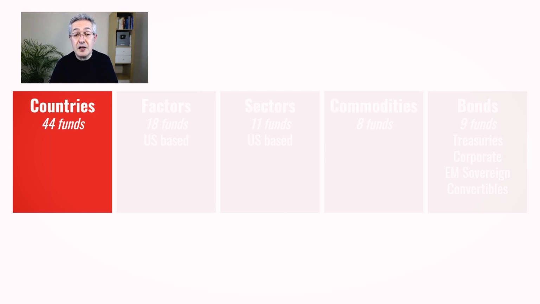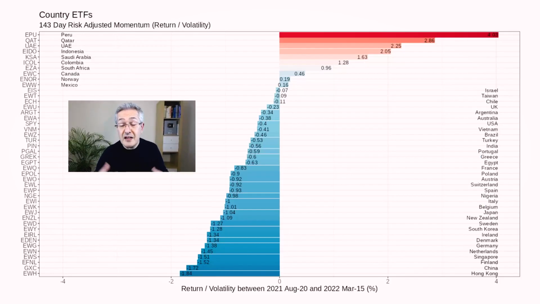Now that we've seen how the portfolio is constructed, let's look at the initial weights for this month. And let's start off by looking at the country funds. Now the backtest showed that the optimal look-back period for countries was quite short. It was 143 days. Now those are trading days, not calendar days.